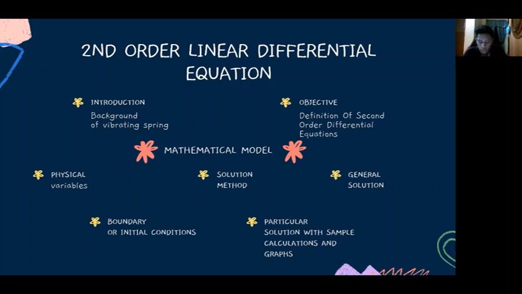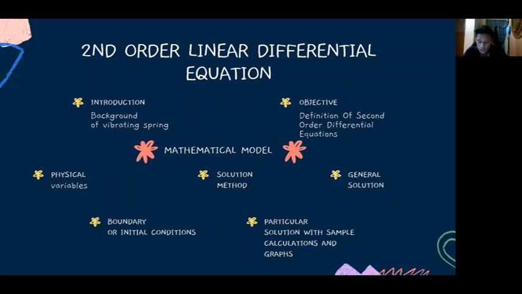For the general solution, we encounter linear differential equations of second order in many engineering problems. In this section, our attention is focused on obtaining a method for finding a solution of a homogeneous linear equation of second order with constant coefficients, namely the equation a d squared y over dx squared plus b dy over dx plus cy equal to 0, where a, b, and c are constants.